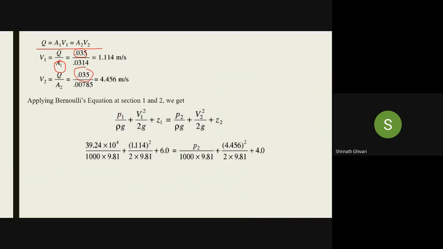Now, after getting V1 and V2, substitute the values in Bernoulli's equation, at section 1 and 2. Now substitute and get me the answer for the value of P2. Find the value of P2. Get the answer for that.